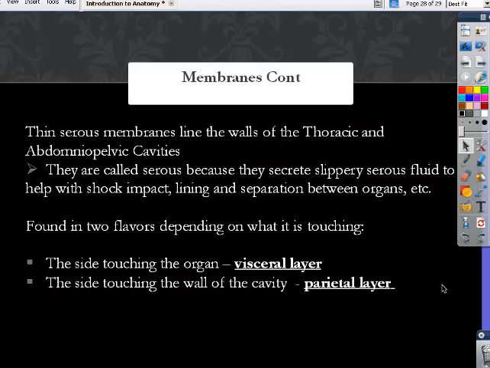Membranes have two sides to them. The first being the visceral layer. The visceral layer is what actually touches the organ, so it's kind of like the inner layer of the membrane. The next layer is what we call the parietal layer, and it's the one that's on the outside. It's the layer that more or less touches the cavity or the wall of whatever is around the organ.